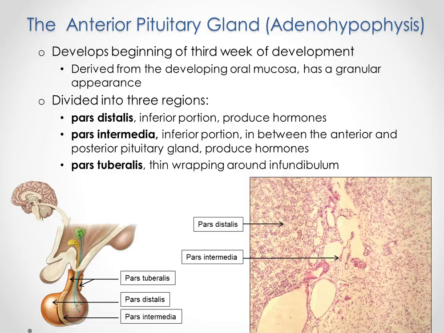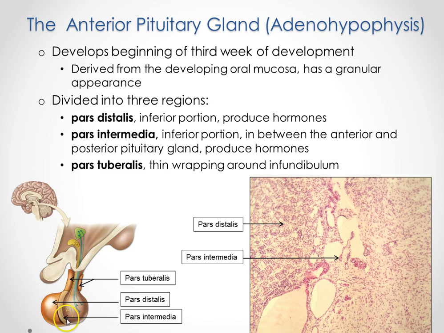When you look at the anterior pituitary gland, I stole this picture from a different textbook. You can see 3 different regions on the anterior pituitary gland. We have the pars distalis, the pars intermedia, and the pars tuberalis. The pars distalis is going to be the bulkiest part of the anterior pituitary gland, and it is going to produce the majority of the hormones for this gland.